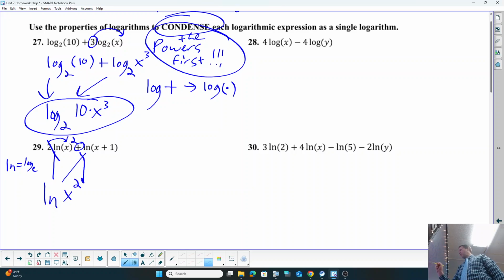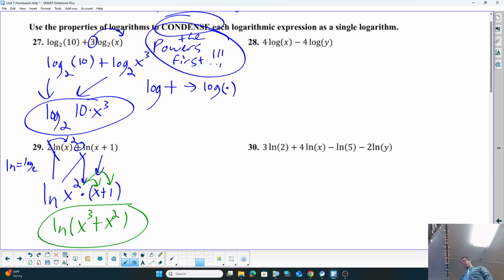And then addition becomes multiplication of x plus 1. And then we can still go ahead and distribute it through. So distribute the x squared through now. The x squared times x is going to be ln of x to the 3rd power. And then x squared times 1 is going to be plus x squared. And there's our answer. Woo!